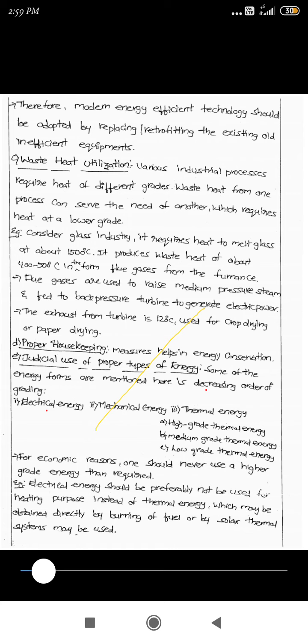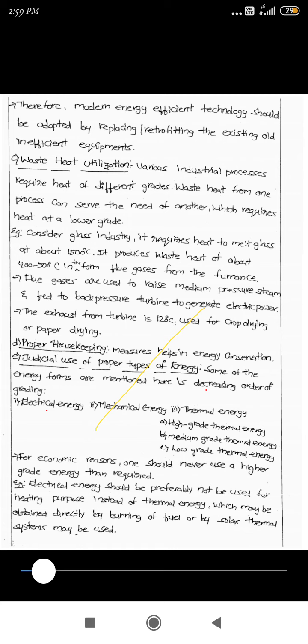Electrical energy is, in the sense, that an industry has motors. Those motors need a supply. What supply does a motor need? Electrical.